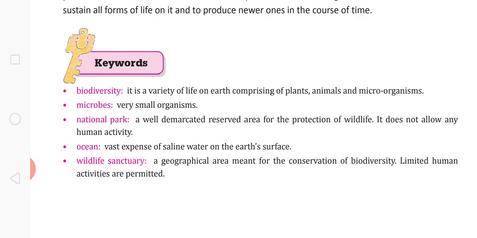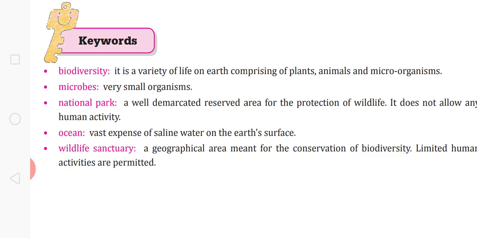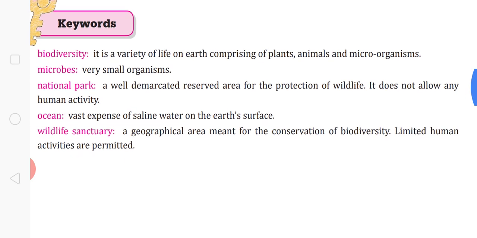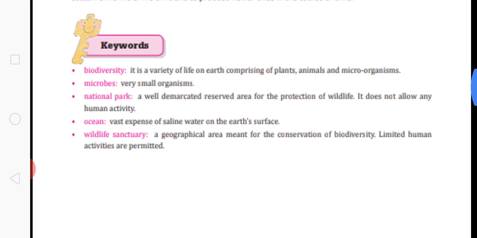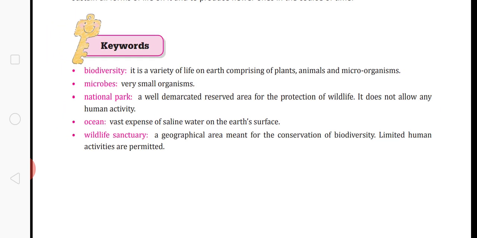What is a national park? A well demarcated reserved area for the protection of wildlife. It does not allow any human activity. That means in the national park there should not be any human activity. These are generally planned for the wildlife only, for the protection of the wildlife. What are oceans? These are the vast expanse of saline water on the earth's surface. Wildlife sanctuary: a geographical area meant for the conservation of biodiversity, where limited human activities are permitted.